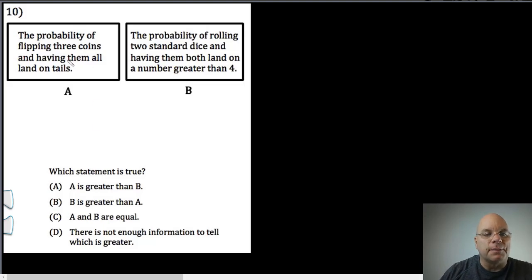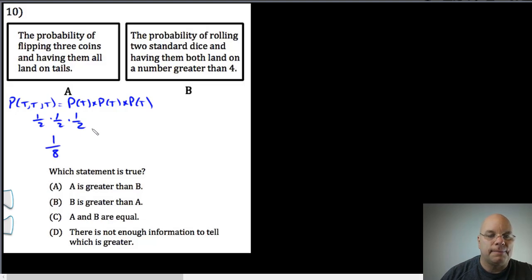The probability of flipping a coin and having it land on tails is 1/2, so the probability of getting tails, tails, tails is equal to the probability of tails multiplied by probability of tails multiplied by probability of tails. Or 1/2 multiplied by 1/2 multiplied by 1/2. That's 1/8.